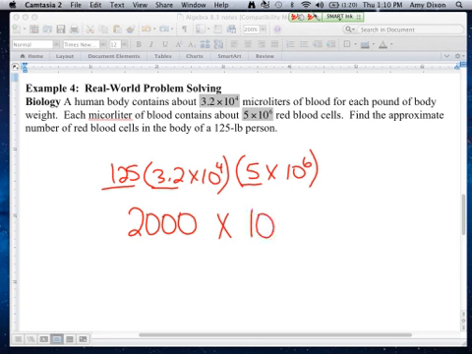Times 10 to the, what do I do with the 4 and the 6? So 2,000 times 10 to the 10th, but this number is not in proper scientific notation. You've got to move the decimal. Where do I want to move it? How many places? To the left 3 times. So it's 2.0 times 10 to the 13th. Because if we move left 3, we add 3.